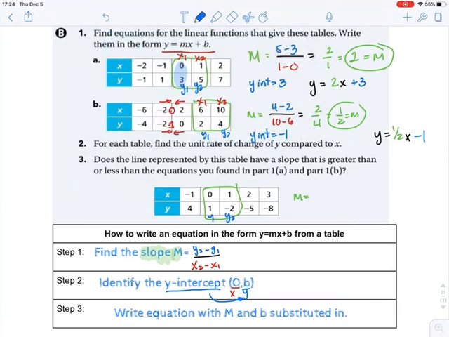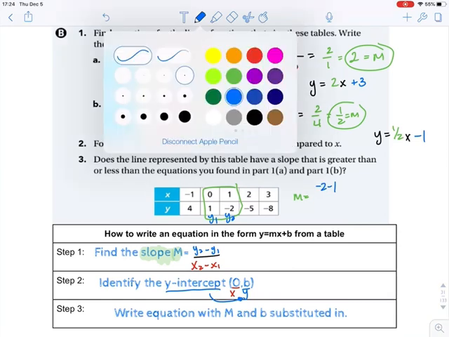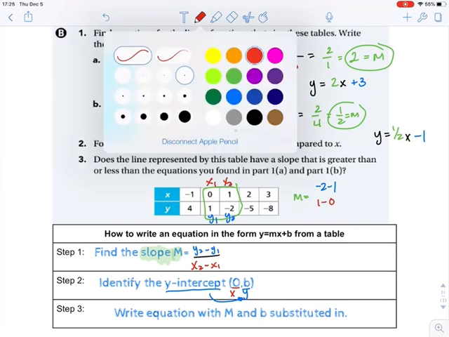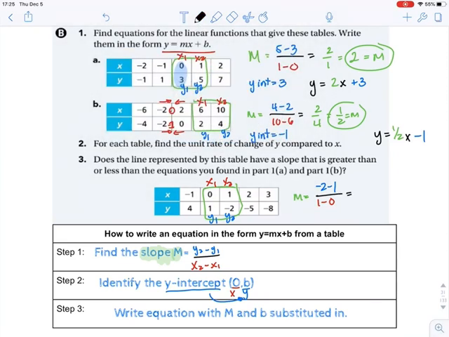So I'm going to call this y2 and y1. -2 minus 1. And I'm going to call this x2 and x1. 1 minus 0. I have to go in the same order. And I end up with a slope of -3 over 1, -3.